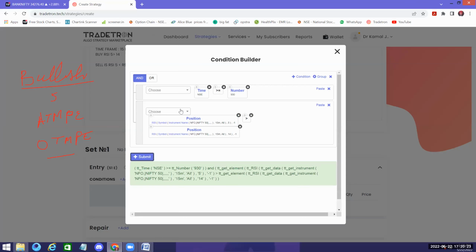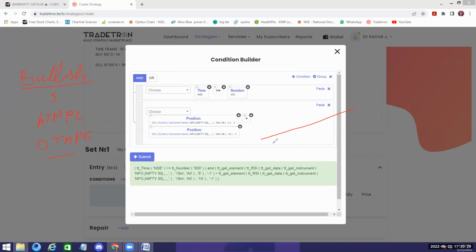So what we have done till now is, this is an RSI 14 going. Whenever RSI 5 takes a crossover, it will sell an ATM put and buy an OTM put. So this is what we are looking at.